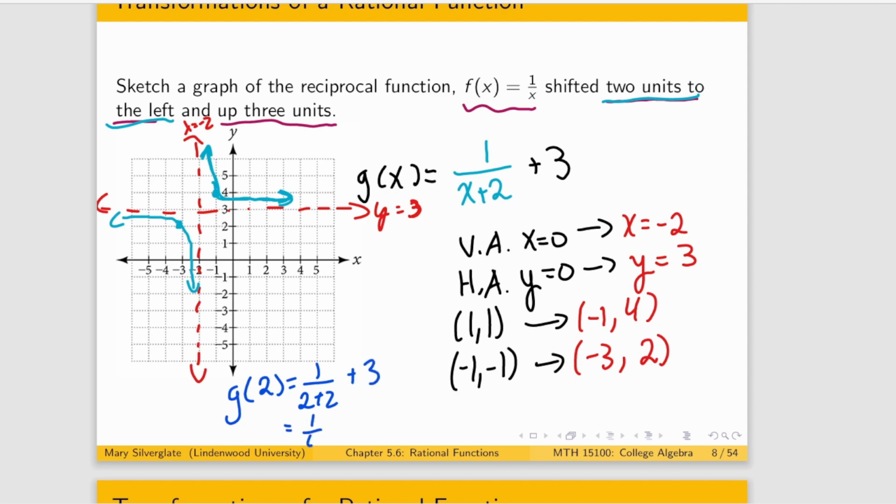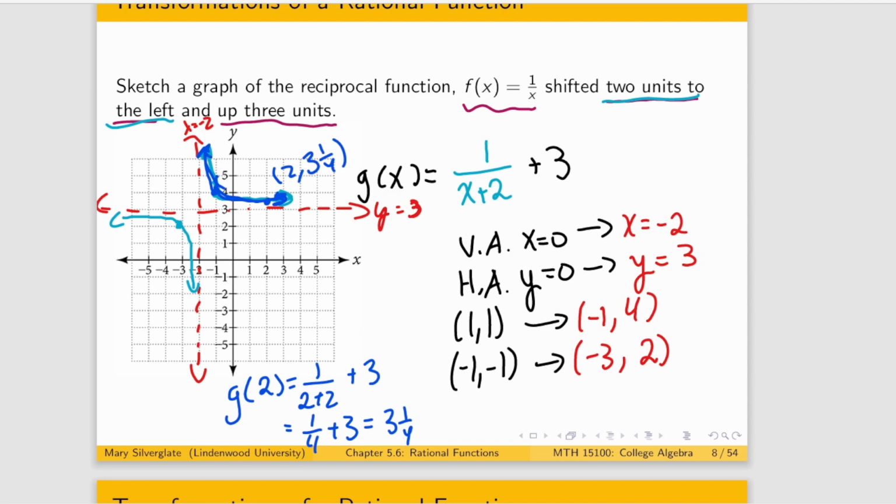So that becomes 1 over 4 plus 3, which is 3 and 1/4. So you can already see that 2 should have a point around 2, 3 1/4. So that's why that function generally is shaped to go through those 2 points. And for both asymptotes, it should always be approaching but not touching them.